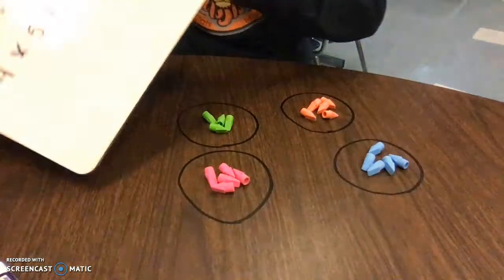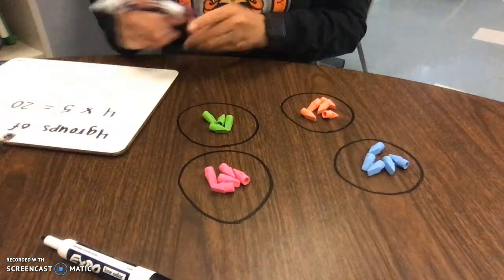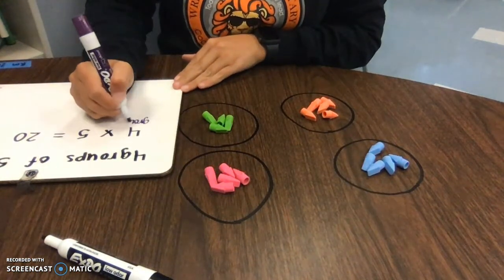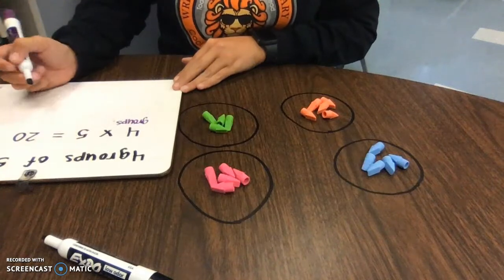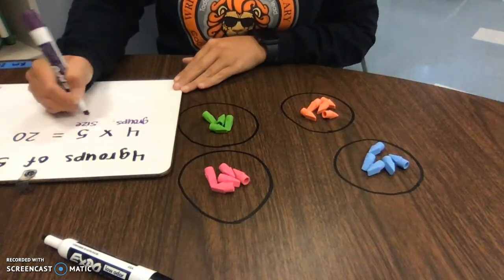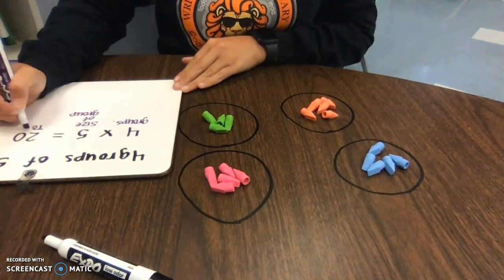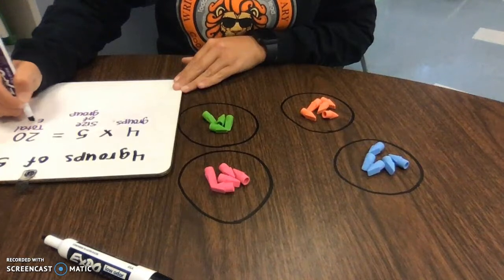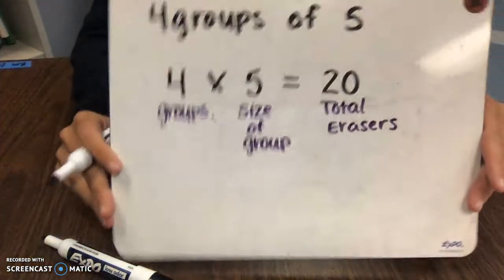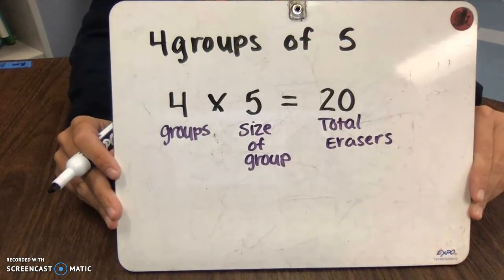Well, let's figure out what each of these numbers mean. So I know that the 4 stands for how many groups. I know that the 5 stands for the size of the group. And I know that the 20 stands for the total erasers. So now that I've labeled my problem, I can go and change this to make it a division equation.